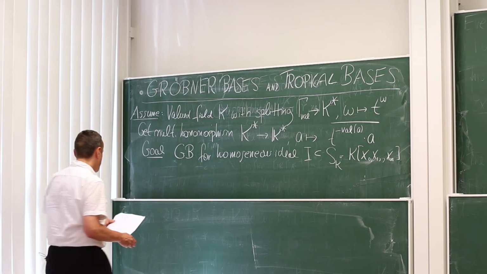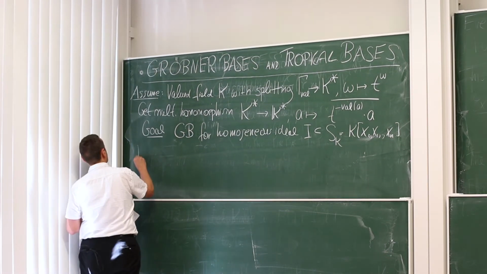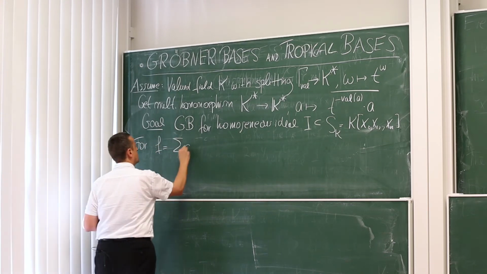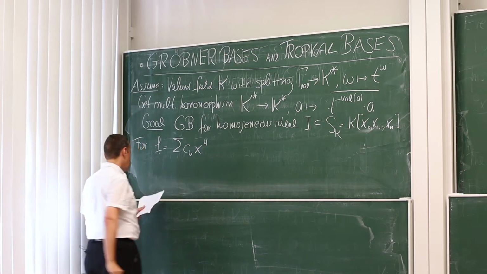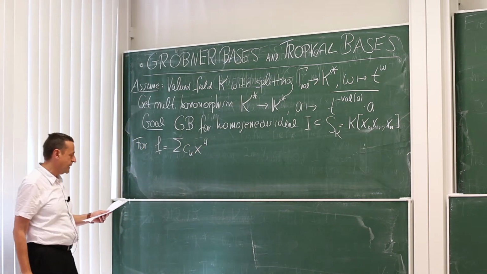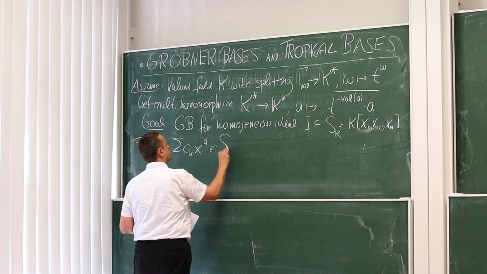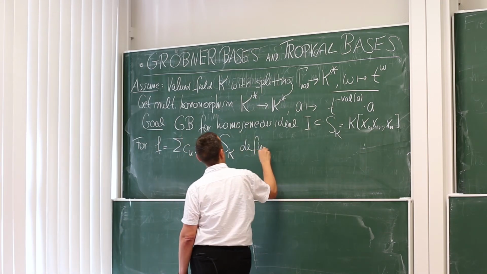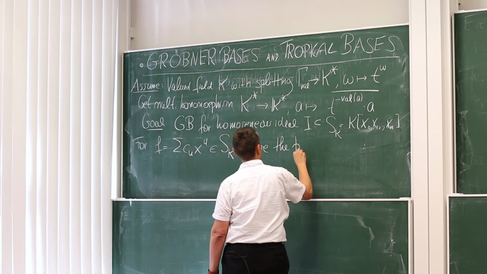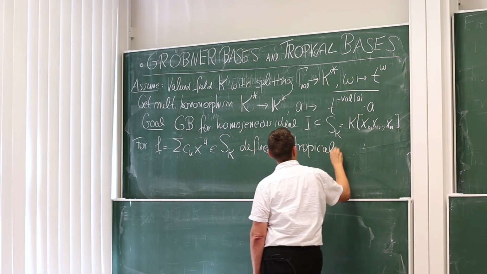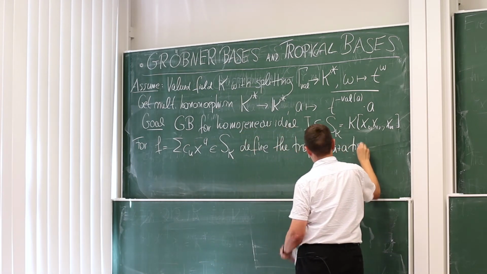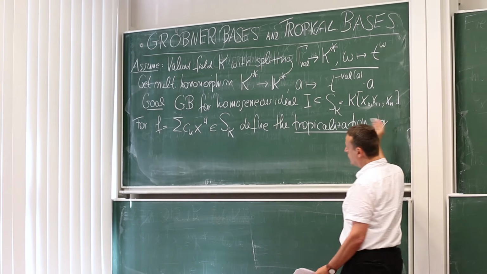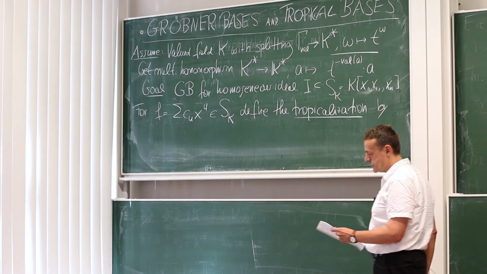Okay? So how does this go? Well, suppose you have a polynomial f, the sum of c_u x^u, a finite sum over non-negative integer vectors u. That's a polynomial in S_k, maybe homogeneous, maybe not. For such a polynomial, we define its tropicalization by replacing the arithmetic operations by the tropical operations and by replacing the coefficients by their valuation.